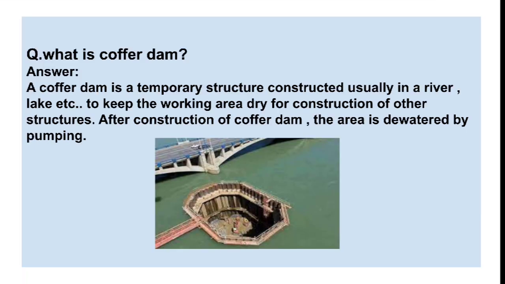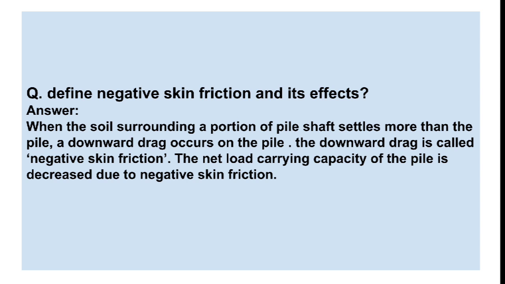Next question. What is a coffer dam? Generally, when we construct a structure in water, the water is to be removed by constructing a coffer dam. A coffer dam is a temporary structure constructed usually in a river or lake or ocean, etc., to keep the working area dry for construction of other structures. Then the water is removed through dewatering techniques. Now let us come to the next one.